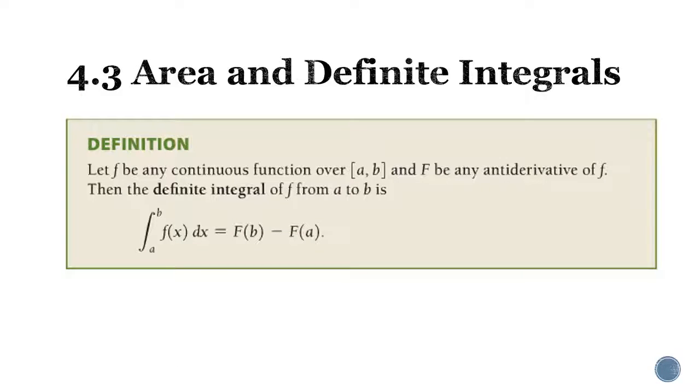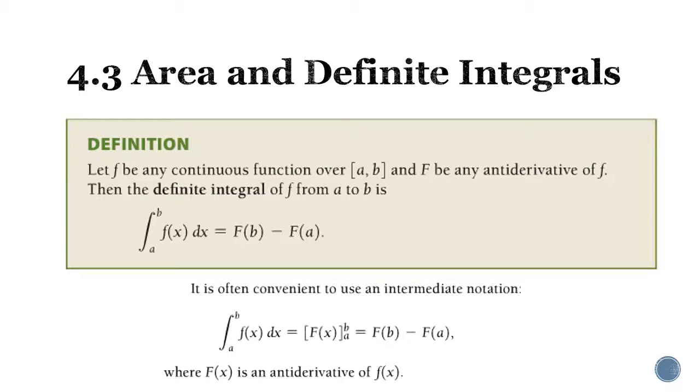So we have a definition. Let f be a continuous function over [a, b], and F be any antiderivative of f. The definite integral is, and you see our integral symbol there, the starting point's the lower number, the a, the ending point's the higher number. And basically it's the antiderivative at b minus the antiderivative at a.